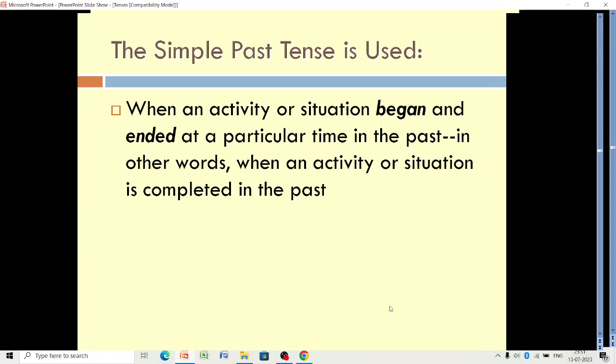So generally we used to say, what did we do yesterday? What did we do last week? So all completed actions are expressed through simple past. And the simple past is used to refer to past habits.